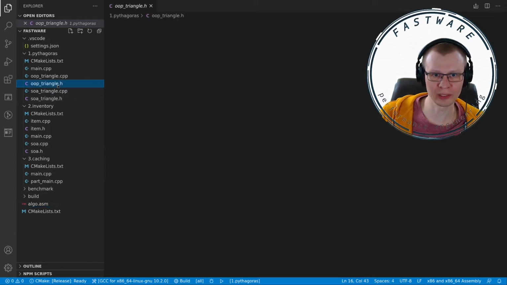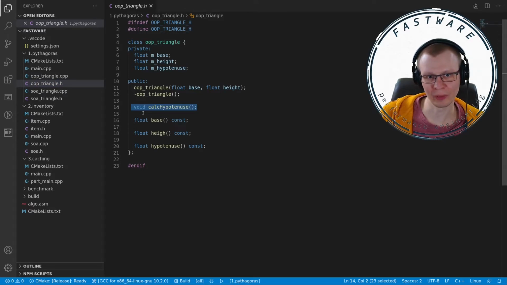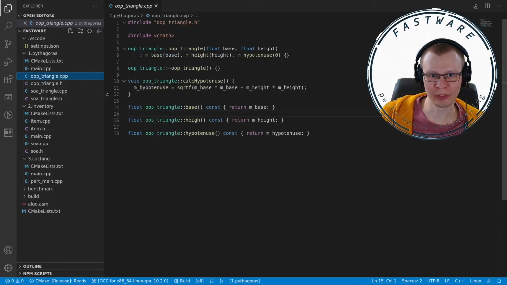So let's look at a trivial example. We have a little class with a base, height, and hypotenuse. Providing you have a base and height, you want to calculate the hypotenuse. And we're going to be looking at the calc hypotenuse function. Now, here is the trivial implementation of such a function. The hypotenuse is equal to the square root of base times base plus height times height. Very simple, nothing up my sleeve here.